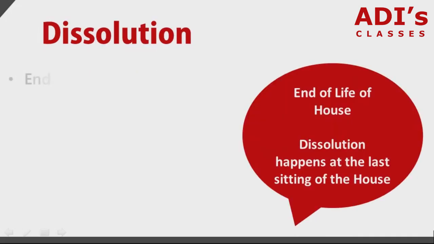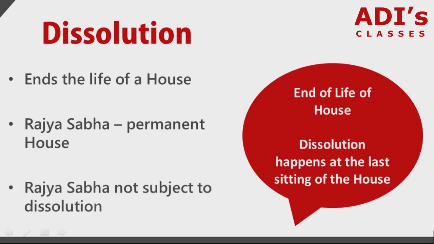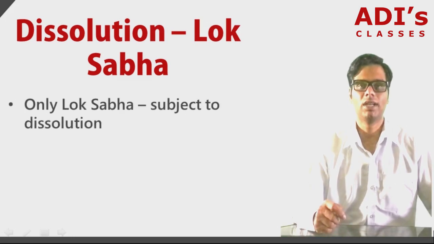Next we will look at dissolution. What does dissolution mean? Dissolution ends the life of a house. The Rajya Sabha is the permanent house of the parliament and it is hence not subject to dissolution. Only the Lok Sabha can be dissolved.